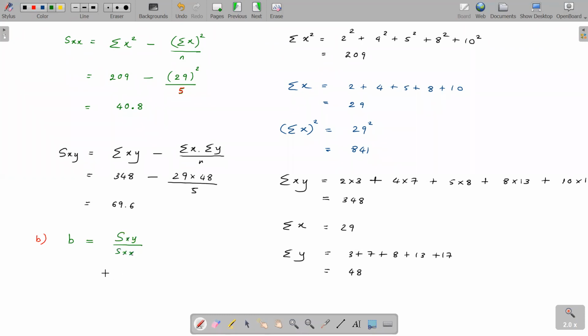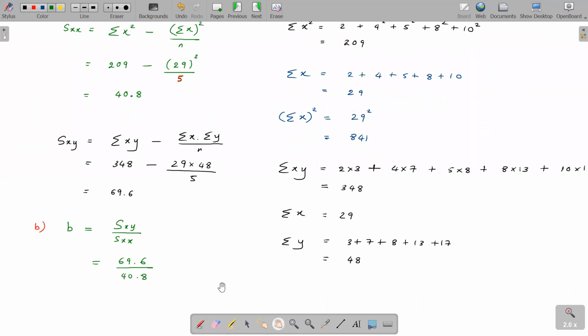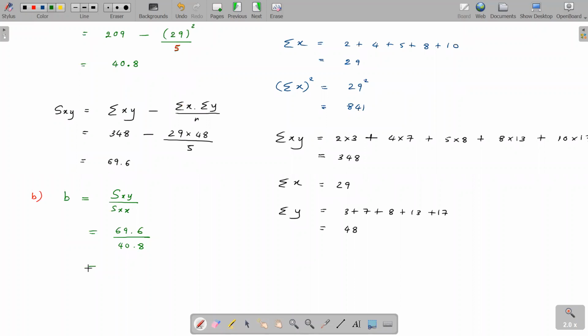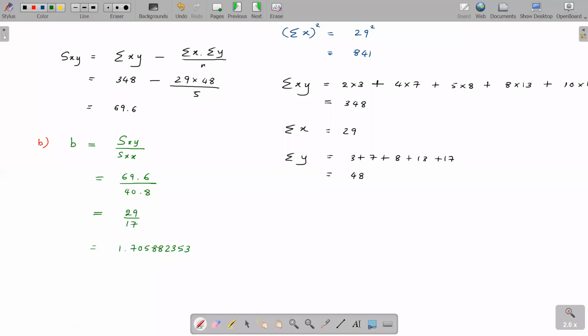You're directly allowed to use it. So Sxy is 69.6 divided by Sxx, which is 40.8. So guys, once again, get the full answer. If you are getting a recurring answer, try to get it as a fraction if possible, or else get the full answer. So what's the answer here? When you use it in the calculator, you can get the exact answer 29 over 17 or this decimal. As I keep on telling you, get the full values.